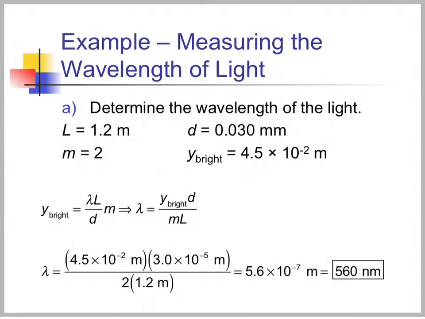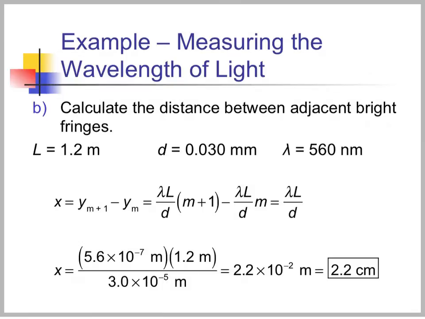So first, find the wavelength of light. We know L is 1.2 meters, m is equal to 2, d is equal to 0.03 millimeters, and y bright is 4.5 times 10 to the minus 2 meters. So we take our equation, we solve for wavelength, we plug in our values, and we get that the light is 5.6 times 10 to the minus 7 meters, or 560 nanometers.